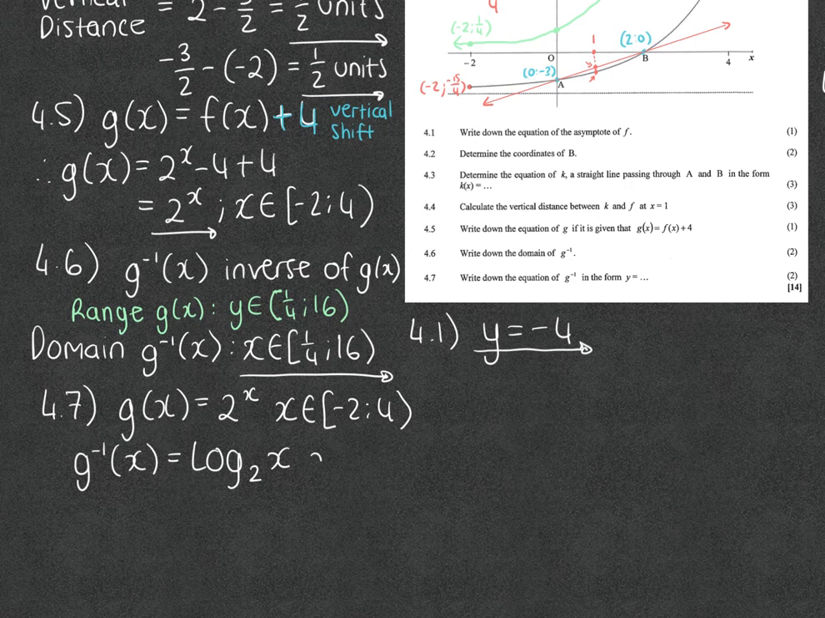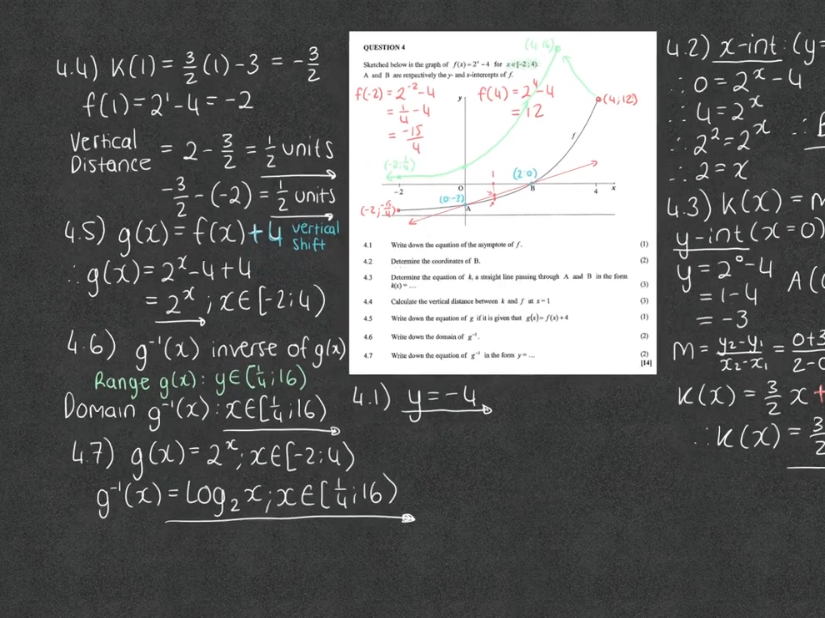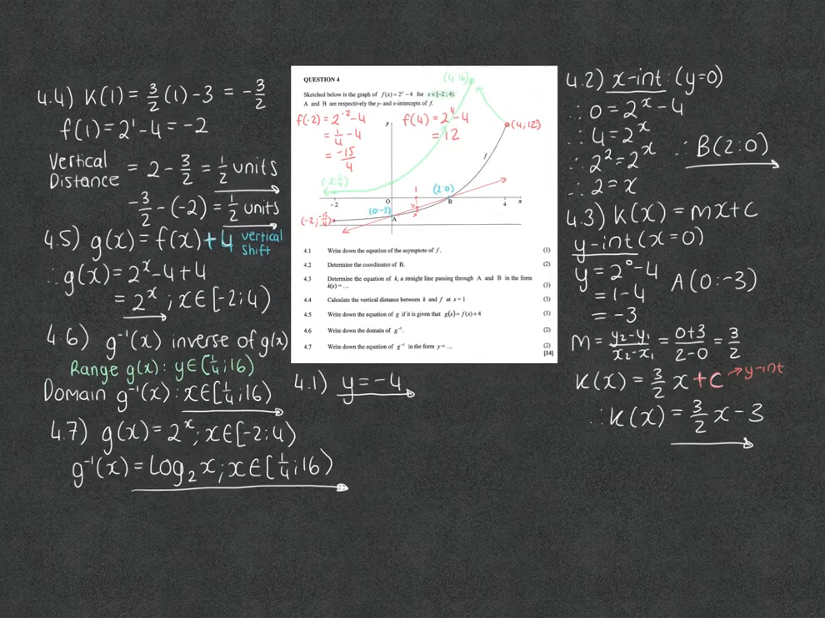Now this means that my domain for this one, which we worked out before, is a quarter to 16. So that is my answer for that question. Okay. Not too bad. A little bit tricky there with the inversing of a restricted domain graph. But other than that, not too bad.